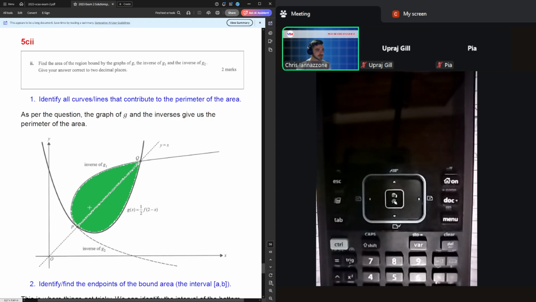I think I'll just leave this one here instead so you can see the shaded region we're looking for.